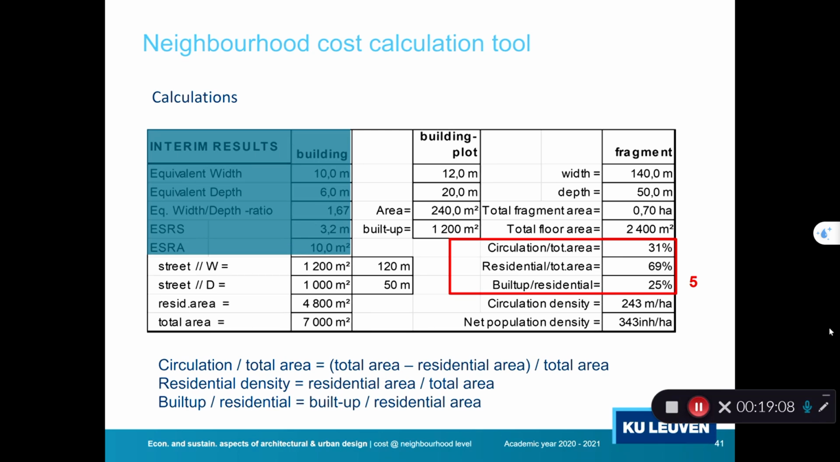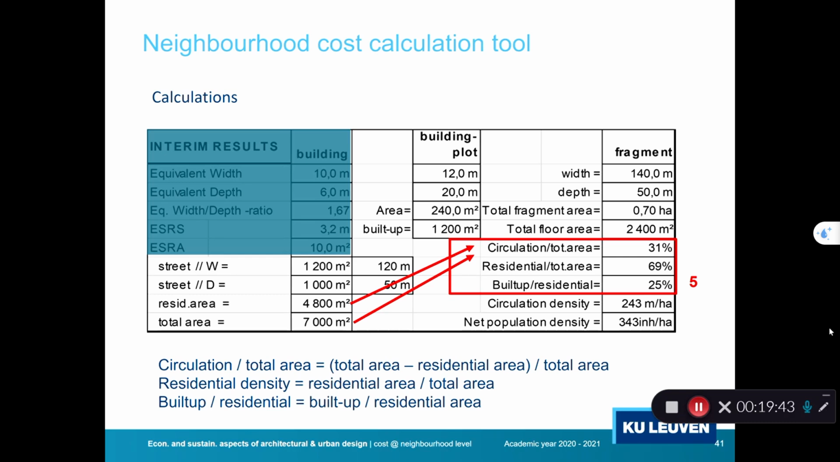How do we calculate it? Well, the circulation area, it's actually the full street area. So it's the 1,200 plus 1,000 square meter. Or it's the total area, 7,000 minus 4,800, which is the sum of all the plots, the area of all the plots. And that we divide by the total area. So with these two numbers you can define the circulation ratio to the total area of the full fragment.